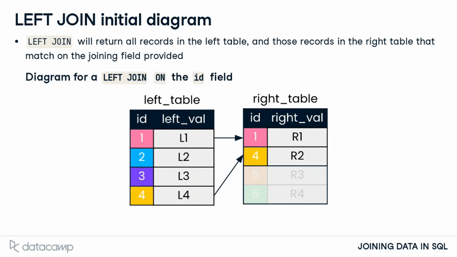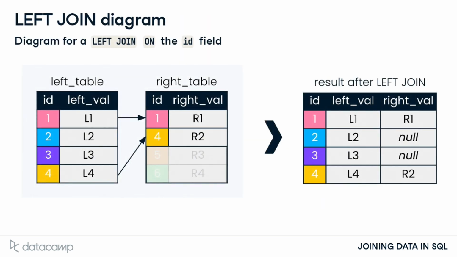Outer joins can obtain records from other tables even if matches are not found for the field being joined on. A left join will return all records in the left table and those records in the right table that match on the joining field provided. In the diagram shown, the values of 2 and 3 do not appear in the ID field of the right table, but will still be retained in the join. Records that are not of interest to a left join on the ID field have been faded out.